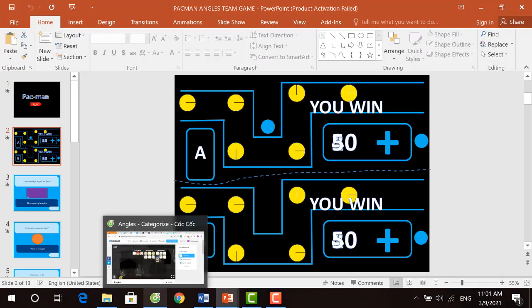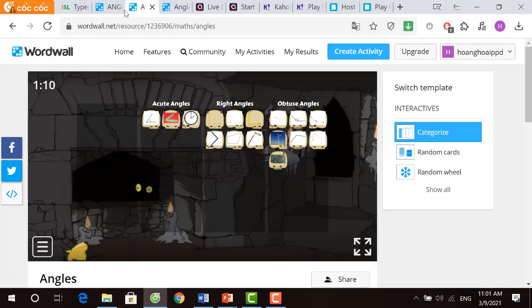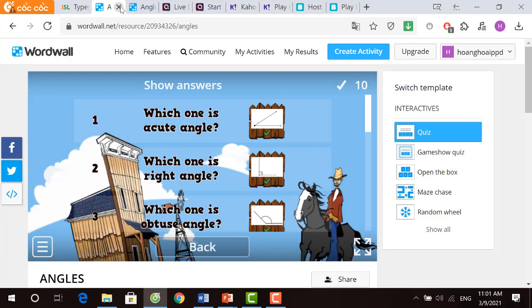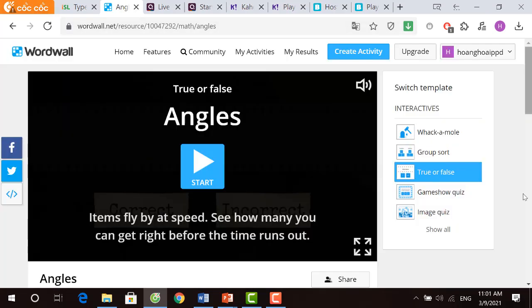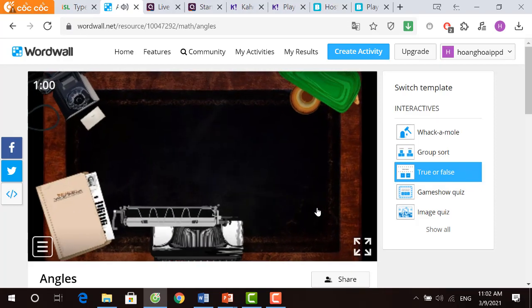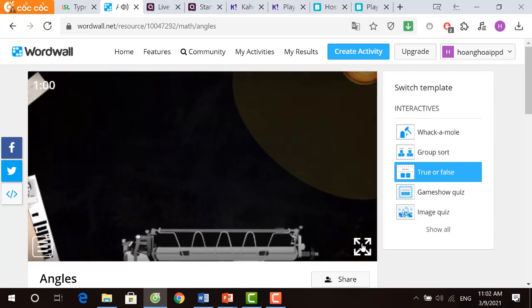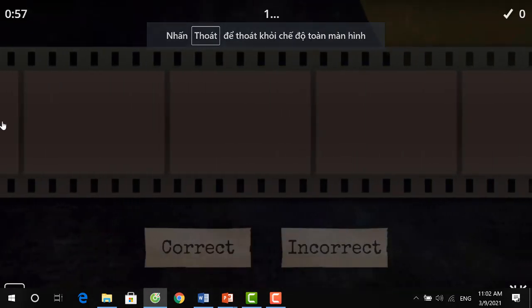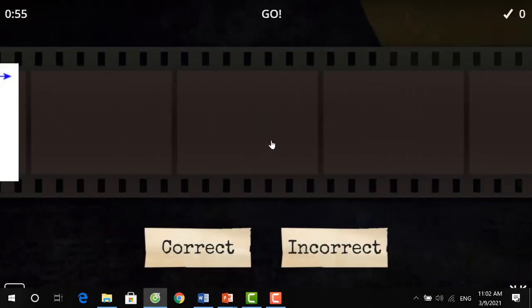Next activity, we have pair game. So the teacher is going to call out 2 students at a time, and you have to try to answer teacher as fast as you can.